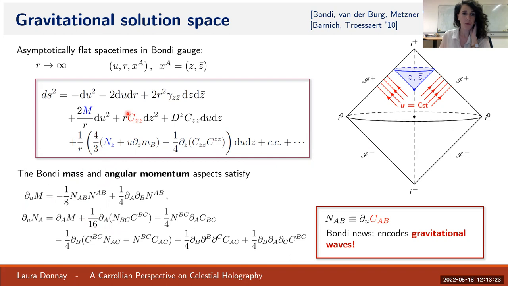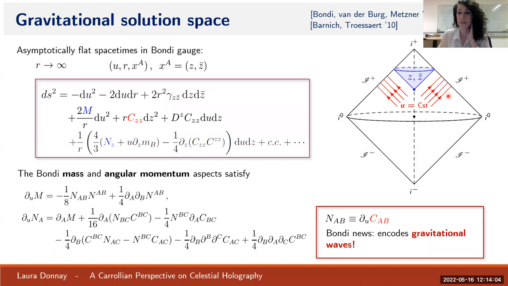And now in red, we have this very important quantity, which is the so-called asymptotic shear of the null geodesic congruence, or sometimes called the gravitational data. So this C_AB tensor encodes the two polarization modes of the graviton. And this tensor here called N_AB, not to be confused with N_A here, is defined as the retarded time derivative of the gravitational shear. And it encodes, very importantly, the gravitational wave escaping the boundary, escaping null infinity.